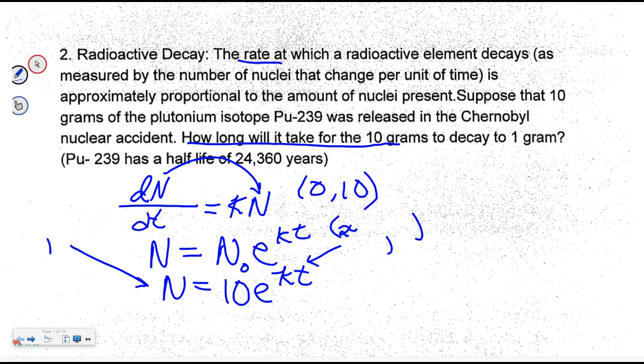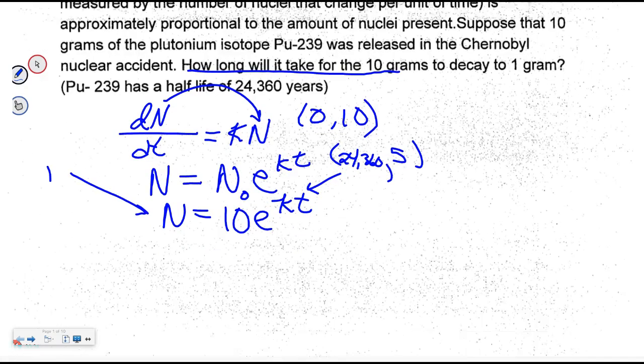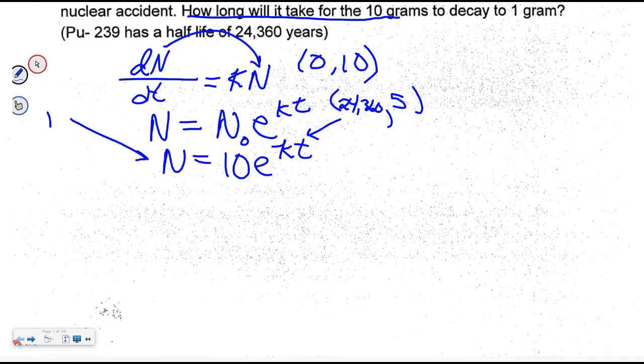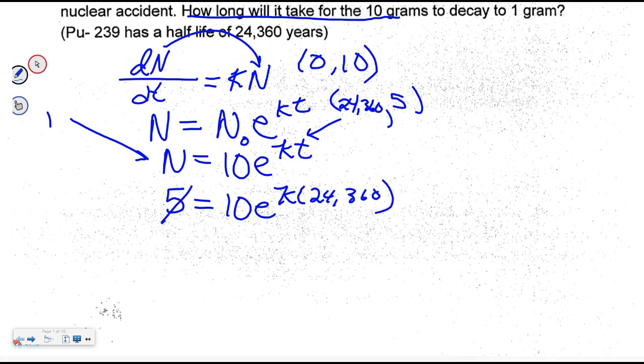Perfect. Yeah, it took 24,360 years for it to get reduced to what? 5. All right? So there's your other point, which means when I go back, I'll say, well, 5 equals 10e to the k times 24,360. Now I can find the k. By the way, this reduces to a half, so since they told me it was a half-life, I really didn't even need to know the 10 to 5 ratio, but we'll just go ahead and write that down.